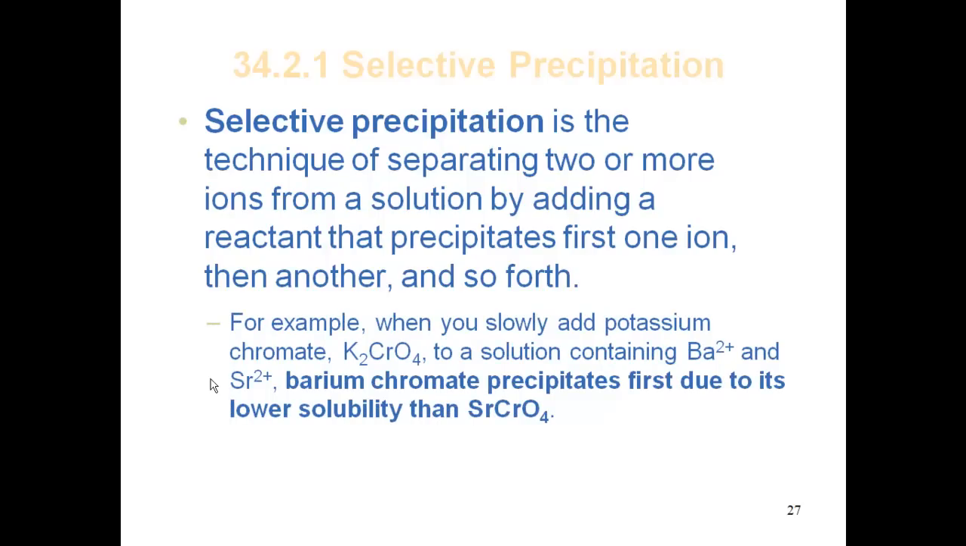Example. I could slowly add potassium chromate to a solution containing barium and strontium. Barium chromate precipitates first due to its lower solubility than strontium chromate. So I can add potassium chromate, and the barium chromate will precipitate out first. I can get most of that out, separate the solid from the liquid, continue to add potassium chromate, and then the strontium chromate will come out second. So I can use selective precipitation to get one ion out and then the second one.